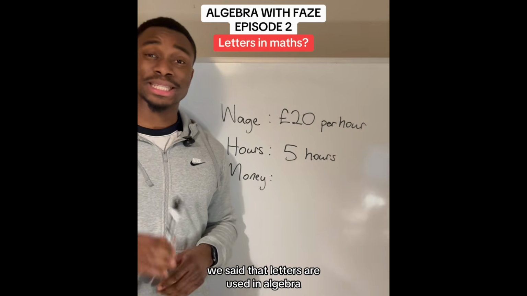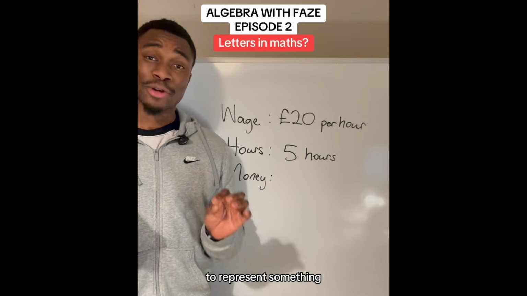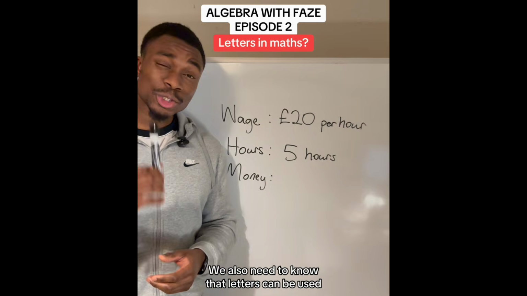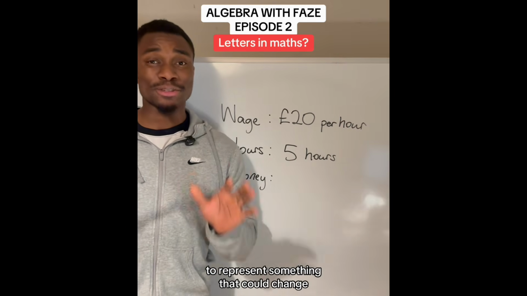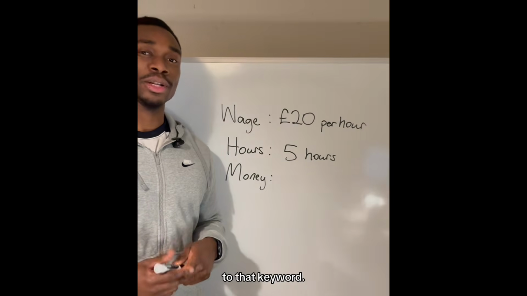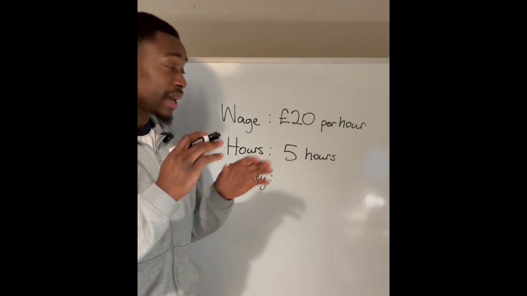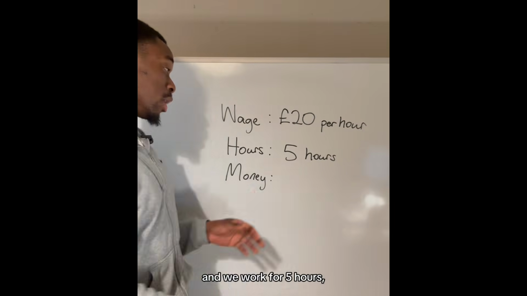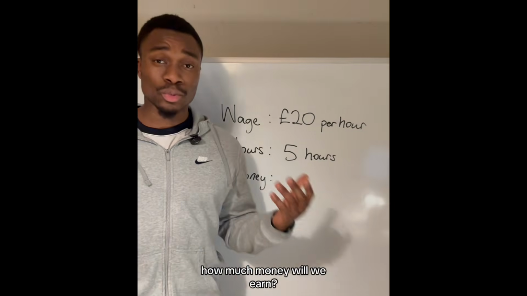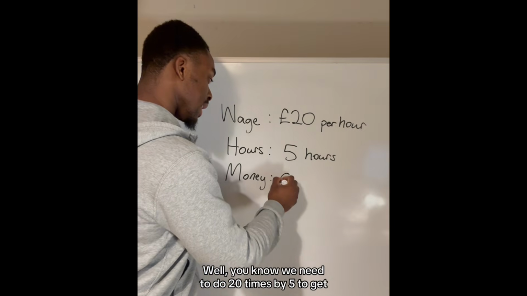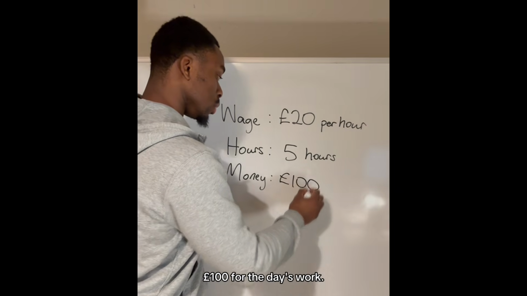In the last episode, we said that letters are used in algebra to represent something that we don't know the value of. This could be a missing number. We also need to know that letters can be used to represent something that could change, a variable. But I'm going to come back to that keyword. But for now, let's talk money. If we're being paid £20 an hour as a wage, which is pretty good, and we work for 5 hours, how much money will we earn? Well, you know we need to do 20 times by 5 to get £100 for the day's work.